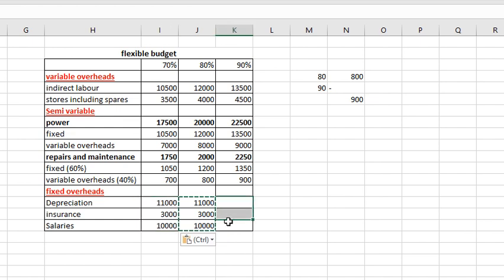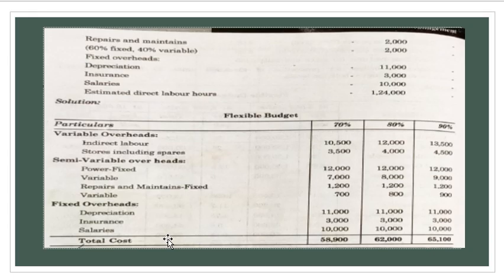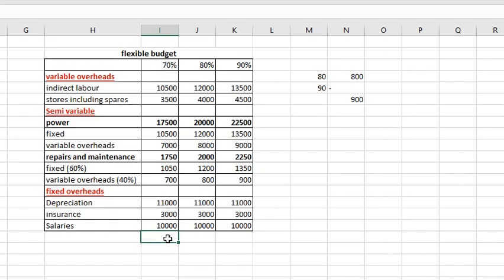Now they have given us variable overheads. If they had asked us to determine only the overheads, then fine. But they have asked us to find out the overhead rate, so we need a denominator to find out the overhead rate. We know the total cost. So the total cost for this will be for 70%. Let us calculate in this Excel sheet itself.